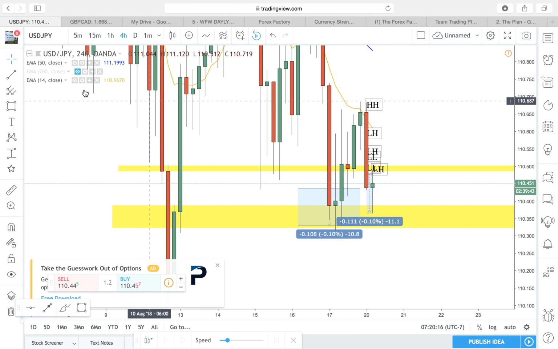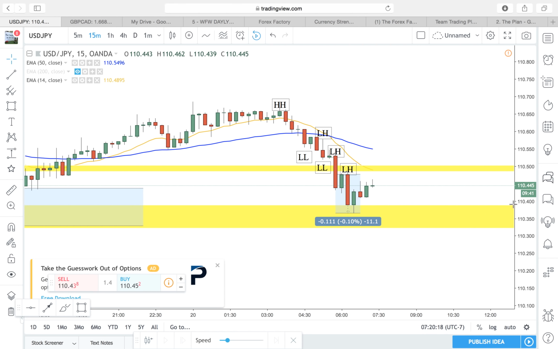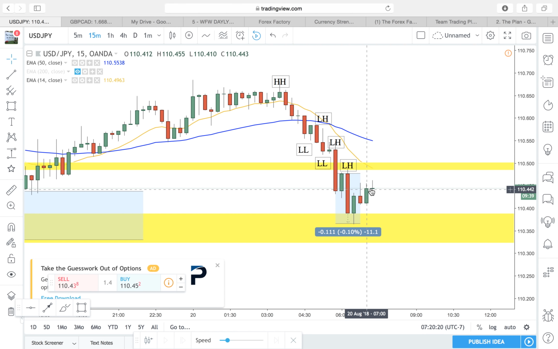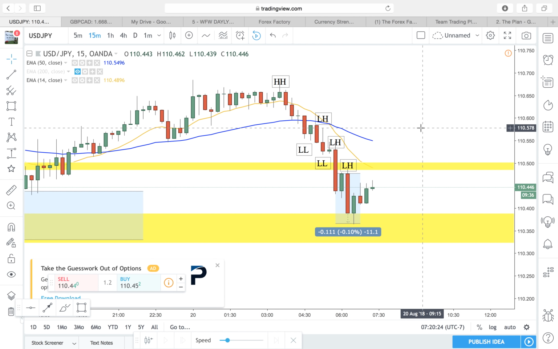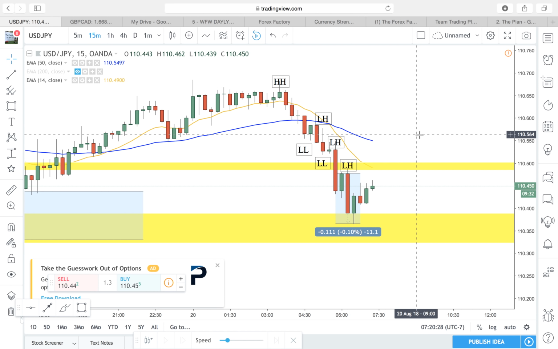But USDJPY was our push. It was our 10 pips. Maybe we're even just going to consolidate around that 14 EMA now before dropping more. So I'll look for more entries, maybe closer to 10 o'clock. But that's all I got for you today, guys.